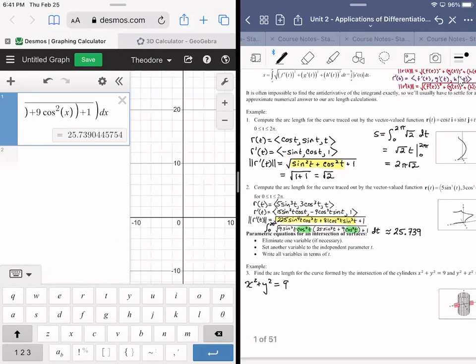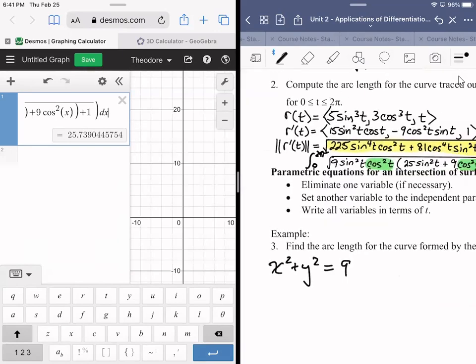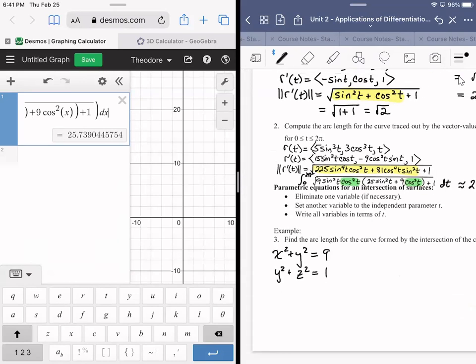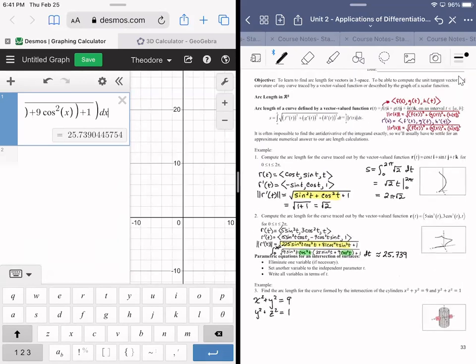And y squared plus z squared equals 1. Now, you can look at the intersection on GeoGebra of these two cylinders. You may not even recognize it necessarily as a cylinder at first. It takes a little experience, but it's actually the third tech assignment that'll really drive that stuff home.